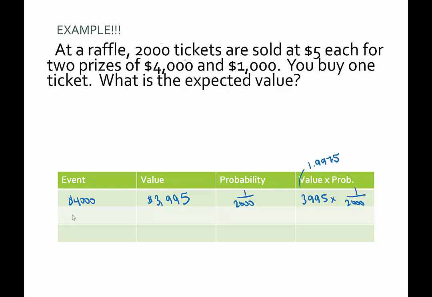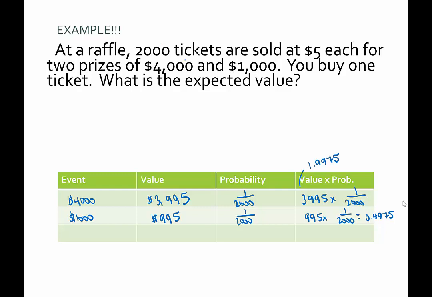Okay, next event, you win $1,000. Still pretty good. But if you win $1,000, how much are you really winning? You're really winning $995. The probability of winning is still 1 out of 2,000, right? Because there's 2,000 tickets total, and one of them is going to be selected for the $1,000. Then the value times the probability, we have 995 times 1 over 2,000, and we get 0.4975.